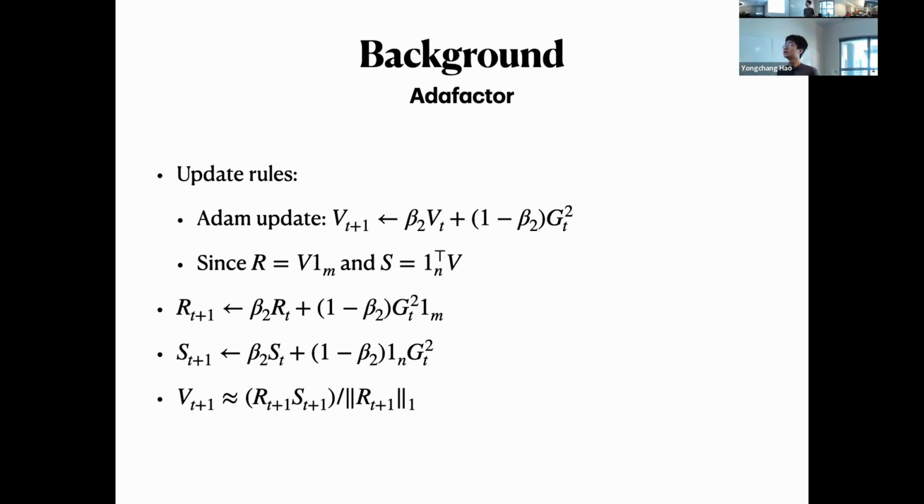So how do they update the optimizer? As we see, Adam updates V in this form. And we now have R equals V projected by the all 1 vector, and S equals V also projected by an all 1 vector. And by this form, we can apply the projection on both sides. Then we get a new update form, which only operates on vectors. And if we want to approximate the next V, you simply use R and S from the next iteration. So this is what they did.